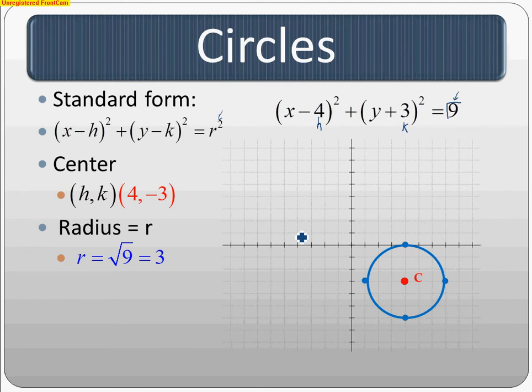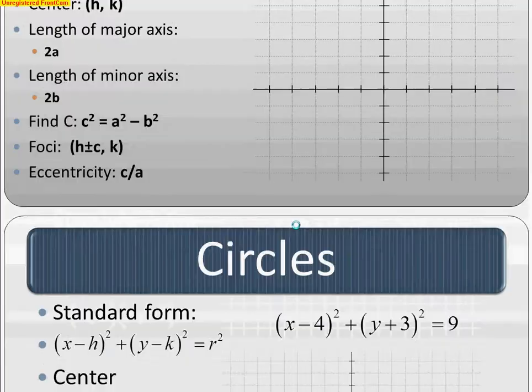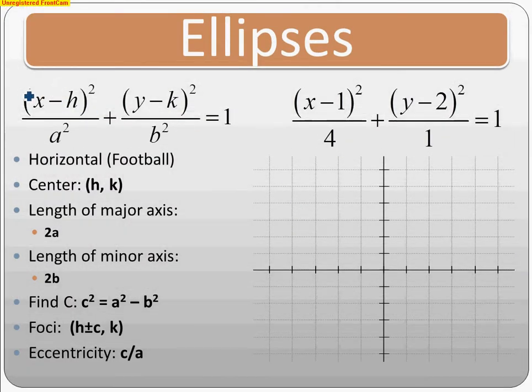So now let's look at ellipses. There's a little bit more that we do with ellipses. Okay. So as you can see, it looks very similar to our circle, but now we're dividing by some numbers. Okay. So this is a horizontal ellipse, so I'll show you why we know that here in a second. We're going to start with the same thing. Find HK. Every conic we do finds HK. So there's our H, there's our K. So we know that we have 1, 2 is going to be our center of this ellipse.